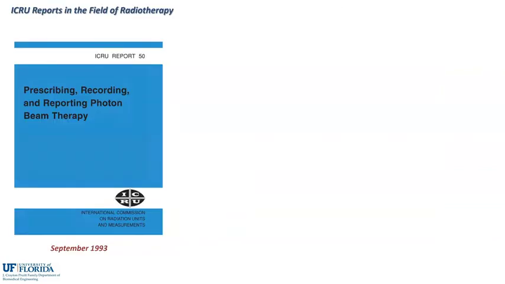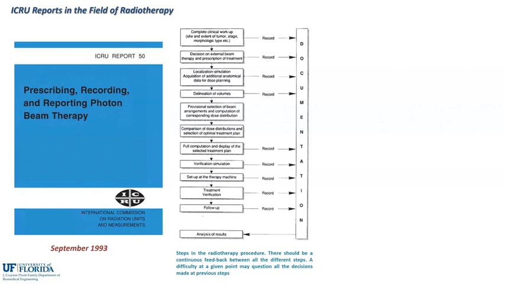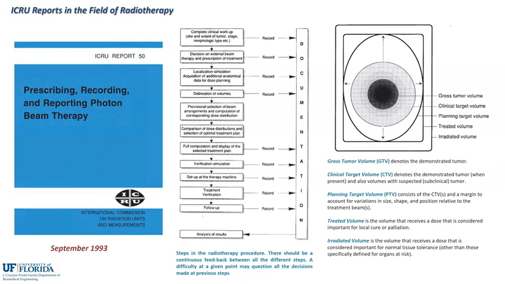So let's move on to ICRU. ICRU has issued guidance in the field of radiotherapy for some time now. Way back in September 1993, Report 50 came out, which essentially gave a roadmap of how you would do three-dimensional radiotherapy treatment planning for photon radiotherapy, what is called conformal radiotherapy.